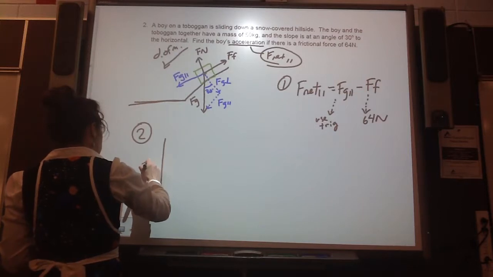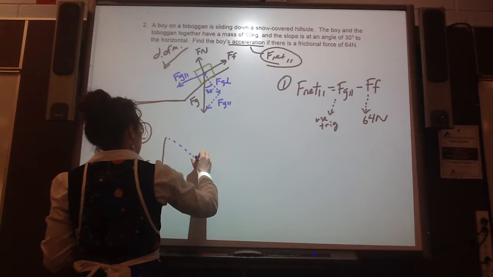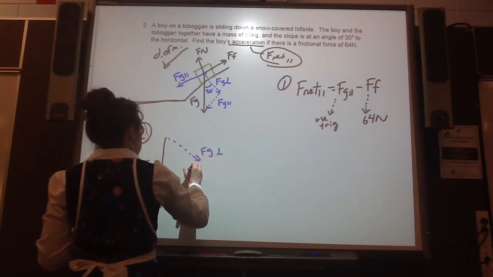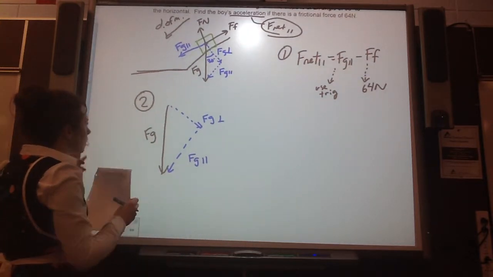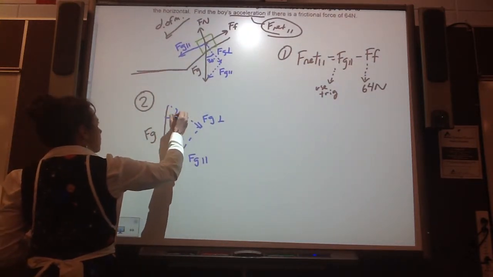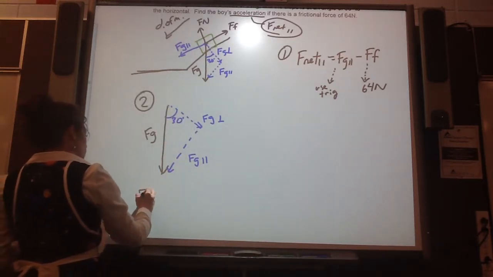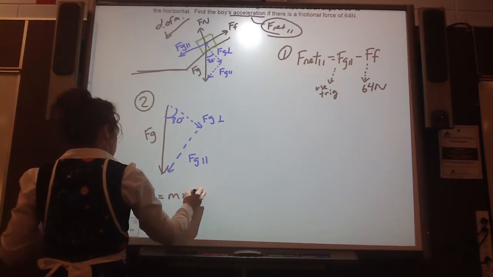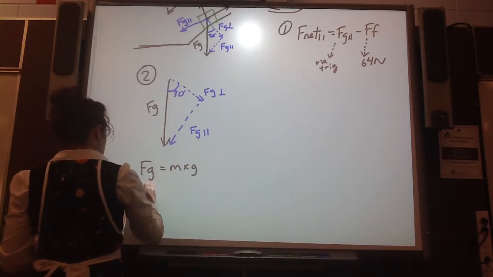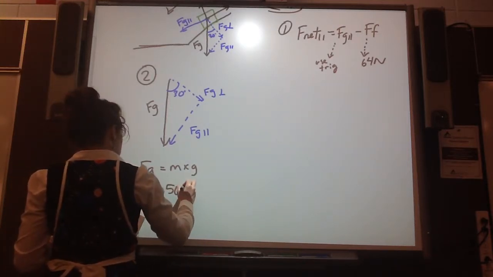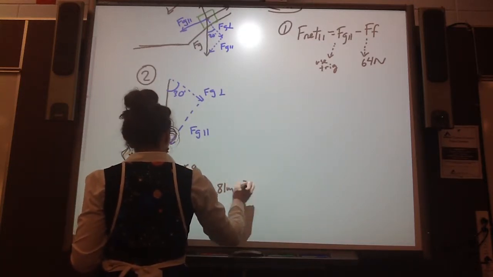So I have my FG. Here's my FG perpendicular and my FG parallel. And this is 30 degrees. Well, I still need to find my FG. So my FG is equal to M times G. So FG is equal to 50 kilograms times 9.81 meters per second squared.